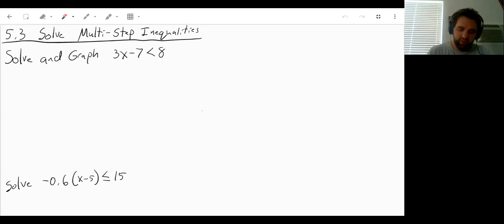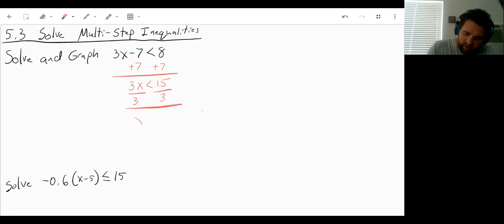So first thing we have to do is try to get the x by itself. So go ahead and add a positive 7 to both sides, which will leave us with 3x is less than 15. Now we can divide both sides by 3, and we get x is less than 5.